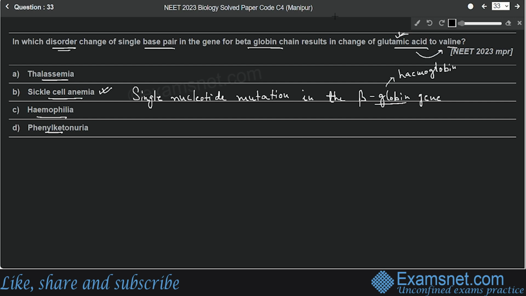So this will result in the formation of a new type of hemoglobin known as S hemoglobin. Okay, S hemoglobin. And this hemoglobin can deform the red blood cells, RBCs, into a sickle-like shape. And this is known as sickle cell anemia. So option B will be the correct answer.